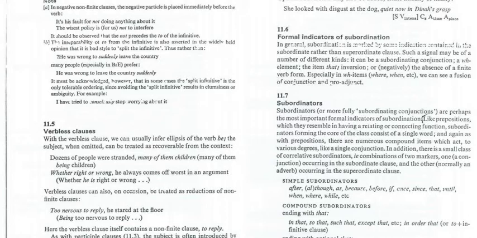Subordinators forming the core of the class consist of a single word. هي تشكل مركز هذا الصنف من الروابط وممكن أن يكون single word like the prepositions. ولكن there are numerous compound items which act variously like single conjunctions. قلت ممكن أن تكون الرابط أو اللي هو subordinators مؤلف من كلمة واحدة لكن قد تكون أيضا a small class of correlative subordinators.